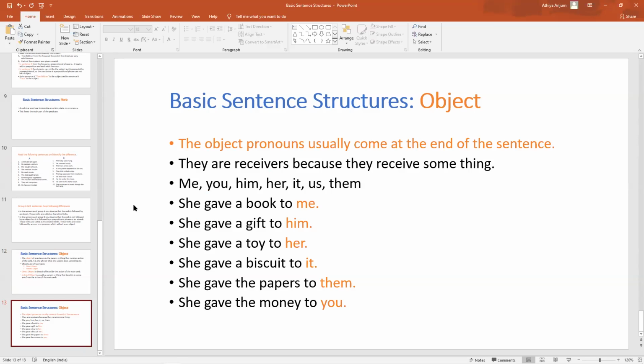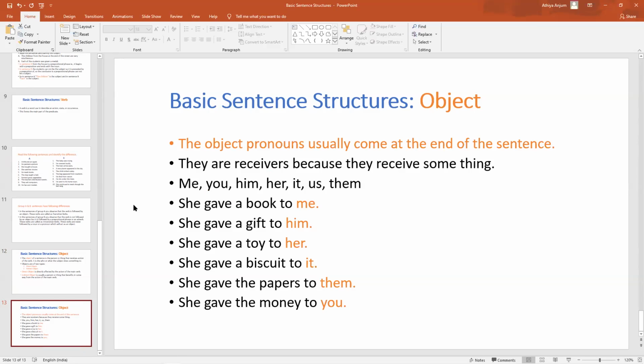And usually the pronouns that are used as objects are receivers, because they receive something. You have the pronouns me, you, him, her, it, us, and them. You cannot use I, we, he, she as an object. Okay, you will be using these pronouns. What are the pronouns? Me, you, him, her, it, us, and them.